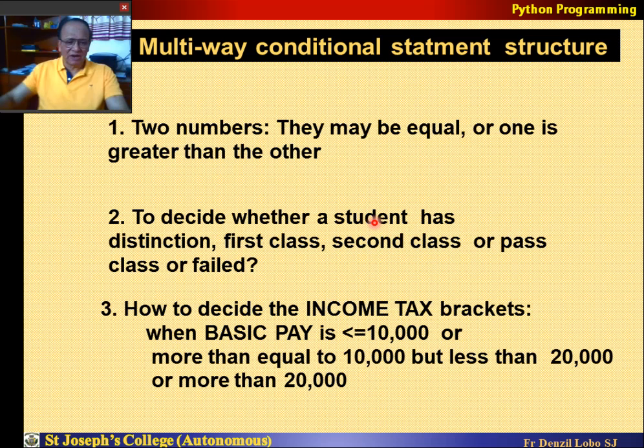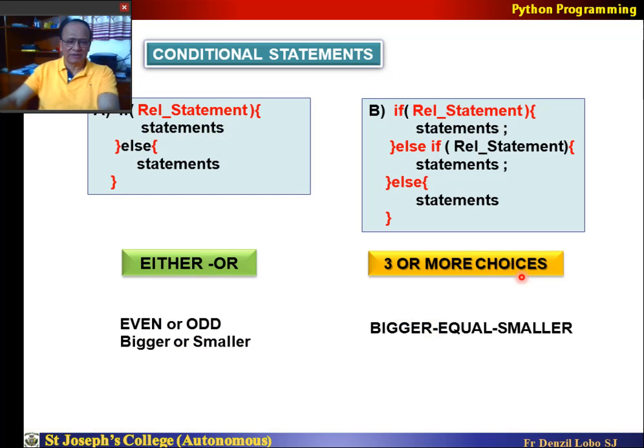And the third one is calculating income tax. We have different brackets. For example, if basic pay is less than or equal to 10,000, a certain percentage is charged. If it is between 10,000 and 20,000, the income tax will be maybe 20% or so. If it is more than 20,000, maybe 25%. So we shall work all these problems and then understand the multi-level conditional statement.